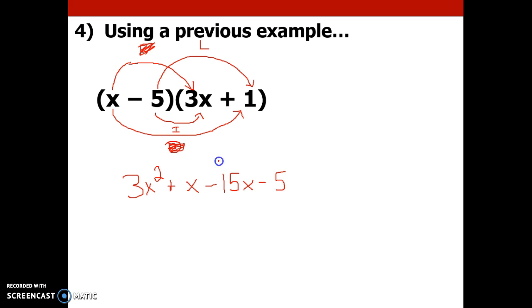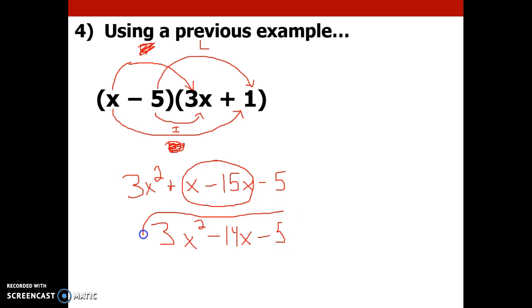Once again, you should notice that these middle two terms can combine together. You're going to notice a pattern with that. Almost every time you FOIL, these middle two terms will be able to combine. That's not always a fact, but it does happen a lot. So it's kind of nice that they always end up right next to each other. So we can combine these like terms together and end up with 3x squared minus 14x minus 5. And that, ladies and gentlemen, is FOIL.